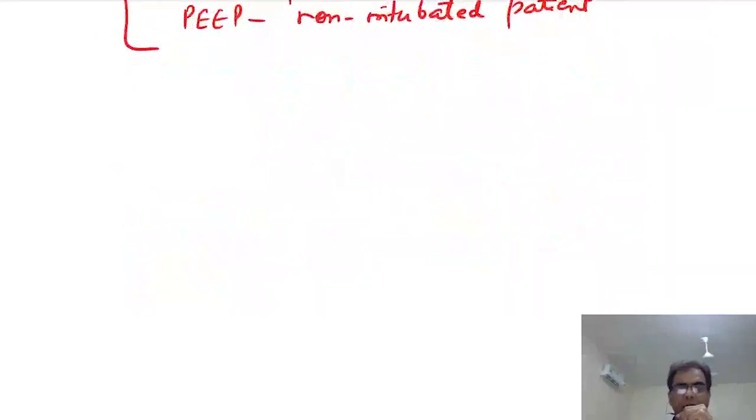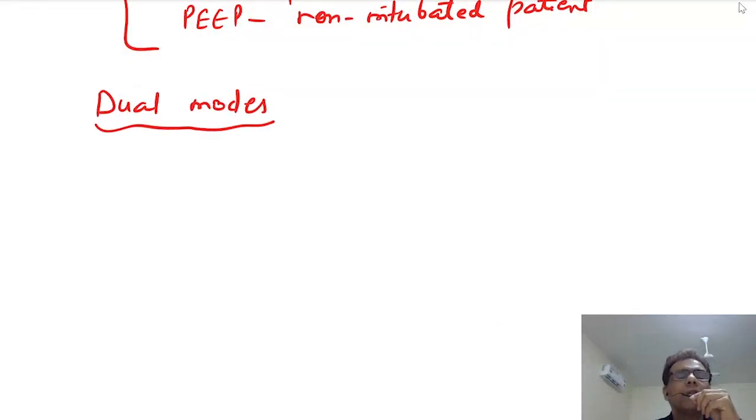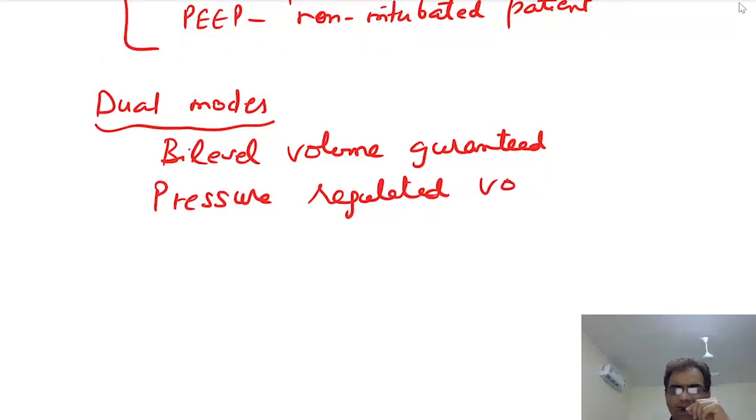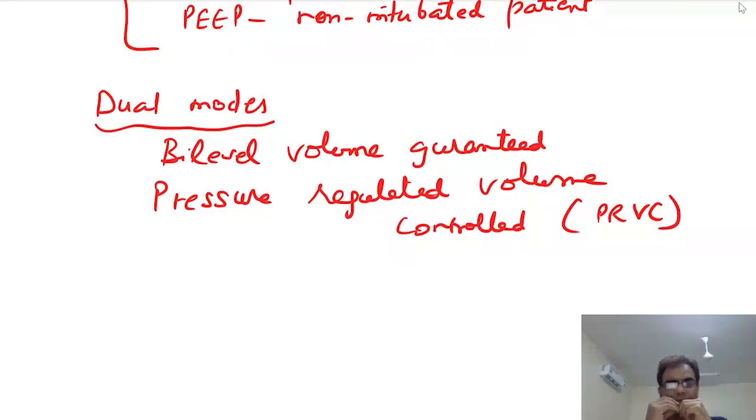Then we have what you can call dual modes. Dual modes combine the benefit of pressure as well as volume. There are two modes which are more commonly used, that is bi-level volume guaranteed, or more commonly nowadays called pressure regulated volume controlled, PRVC.